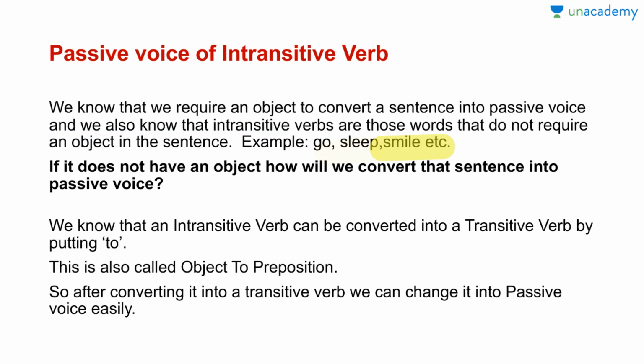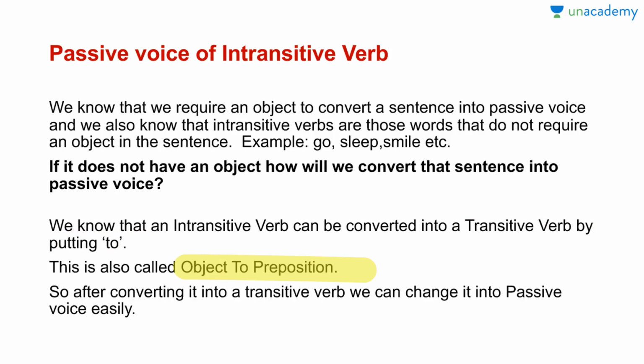Now if you are given the sentence I go, then how will we change it into passive voice, because I go does not have any object? What will we do? In such a case, the solution is that an intransitive verb can be converted into a transitive verb. Do you remember how we converted an intransitive verb into a transitive one? By putting to. That's why this solution is also called object to preposition. Remember it? I hope that you remember this. I have already told you this, right?